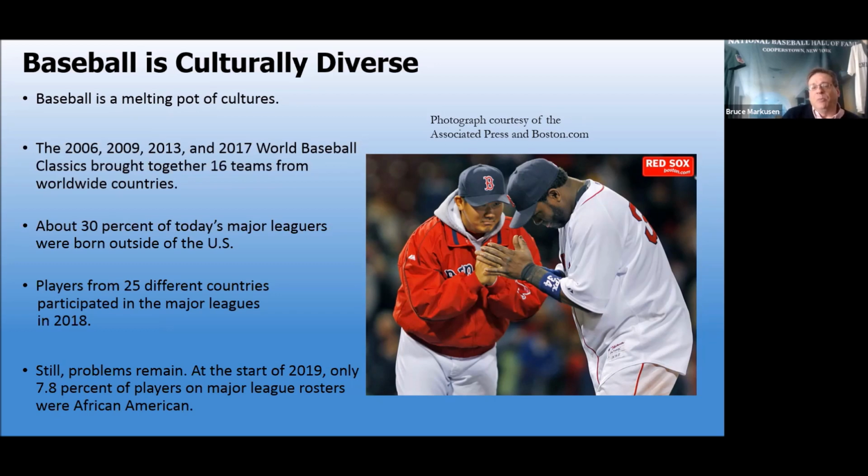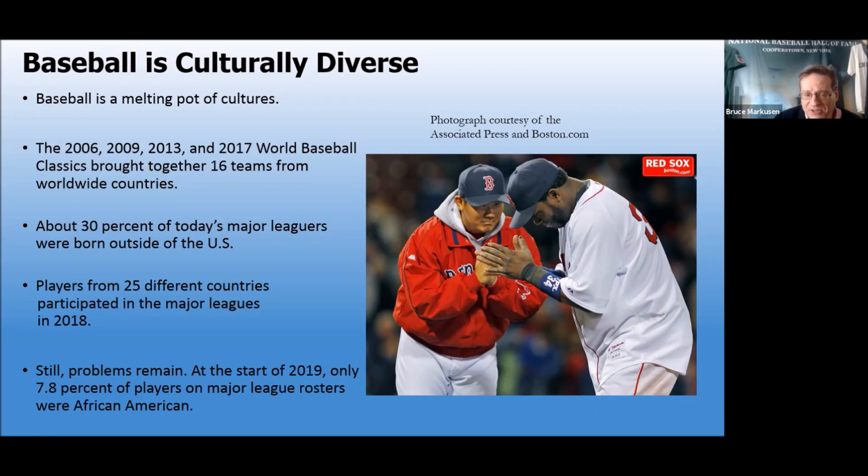One of the things that's helped the situation is the World Baseball Classic played in 2006, 9, 13, and 17. Each of those years, the WBC has brought together 16 teams from worldwide countries to play in kind of a round-robin tournament. And this has sort of enhanced baseball's reputation as more of an international game and not so much just an American game.